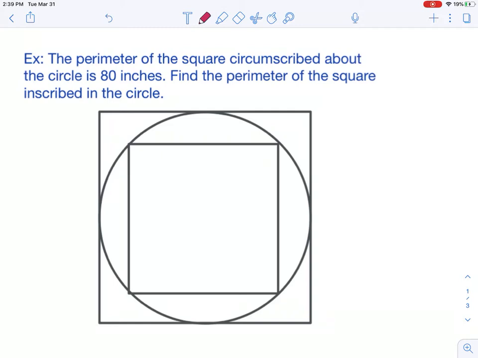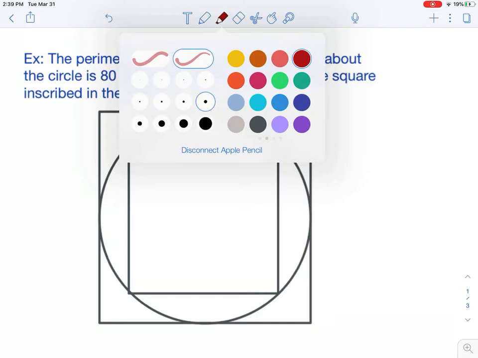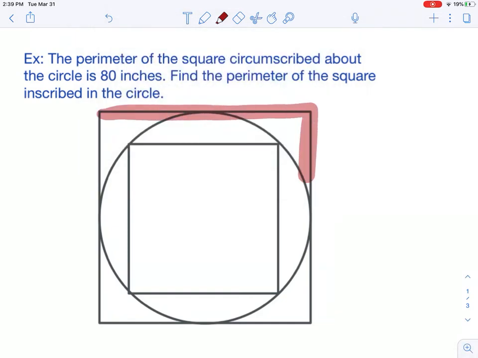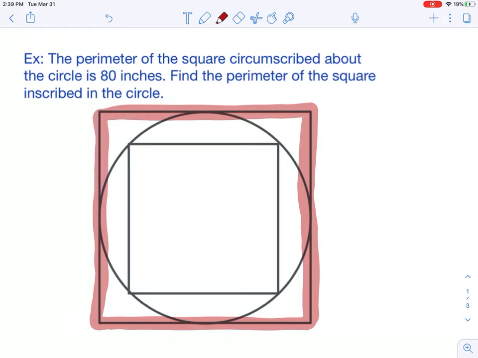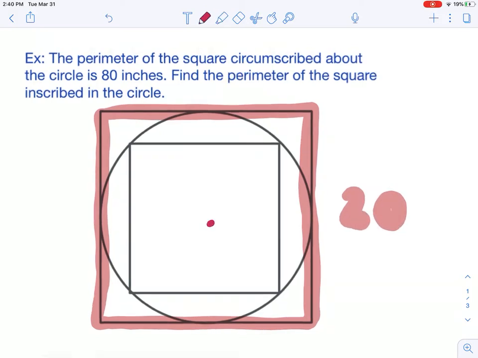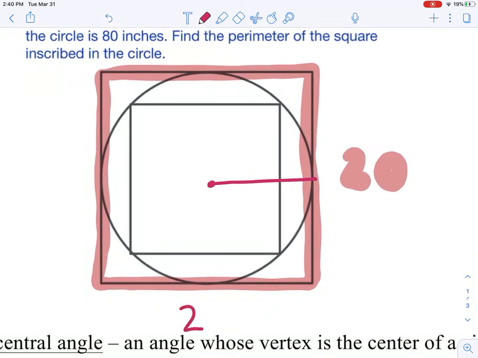Here are solutions. This first one, the perimeter of a square circumscribed about the circle is 80 inches. This is the square circumscribed about the circle. And its perimeter is 80, so this side is 20. Circles are all about where you draw the radius. If this whole side is 20, then this half is 10.